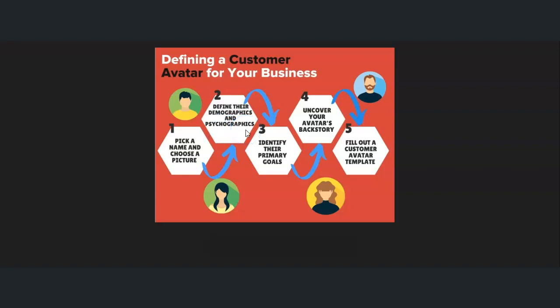Then we identify what their primary goals are, in this case, we've gone a step further in breaking it down into the pains. What are their pains? What are they trying to solve? What does a solution look like to them? And also, what does their dream life look like after they've solved that? You've broken that down in that template, and combining that with giving your avatar a personality, a backstory, you could also fill out a customer avatar template, right?